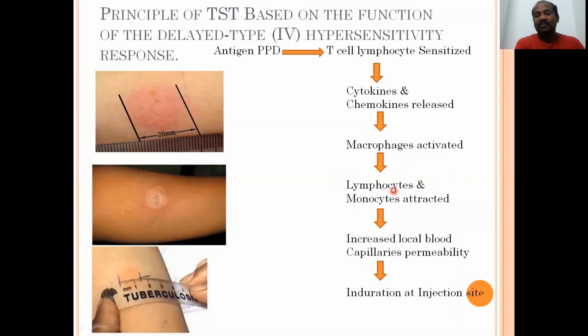At the site of injection, when these lymphocytes, monocytes and macrophages accumulate, there will be increased local blood capillary permeability. Increased capillary permeability causes induration, or swelling, at the site of injection. This is the principle involved in the Mantoux test. It is totally based on the type 4 or delayed hypersensitivity reaction.